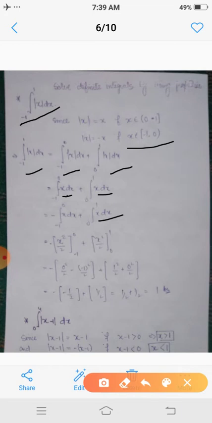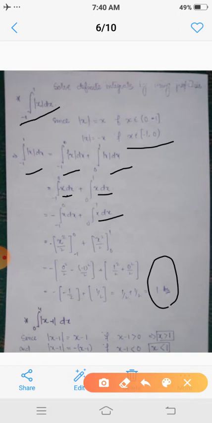Now we will substitute these values, which is minus 0 square upon 2 minus minus 1 square upon 2, plus 1 square upon 2 minus 0 square upon 2, because integral a to b f x dx is F of b minus F of a, where F is the antiderivative, or the integration of the given f. This is simply minus into minus 1 by 2 plus 1 by 2, that is 1 by 2 plus 1 by 2, which is 1. So in this way we can solve this integral by using the property of definite integrals.